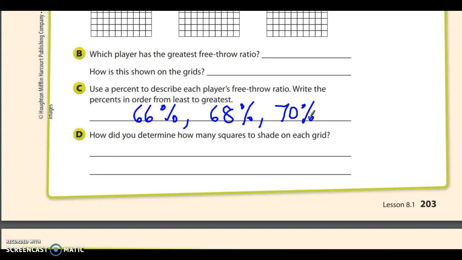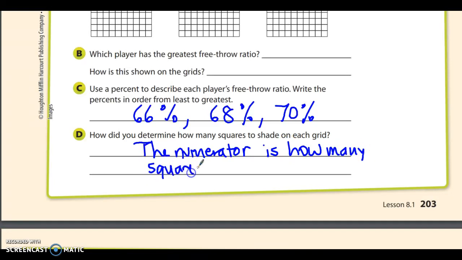And D says, determine how many squares to shade on each grid. The numerator. The numerator is how many squares to shade. And the reason why is because the grids were out of 100 and the denominators were out of 100. So if you have a fraction that says 68 out of 100 and your grids are out of 100, then you shade 68. All right, good job. You're done with page 203.